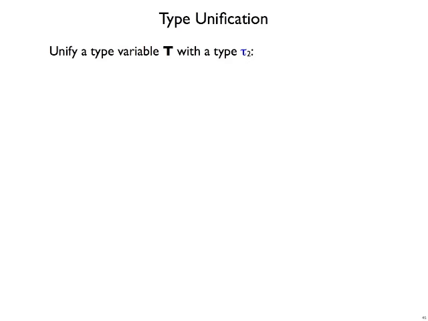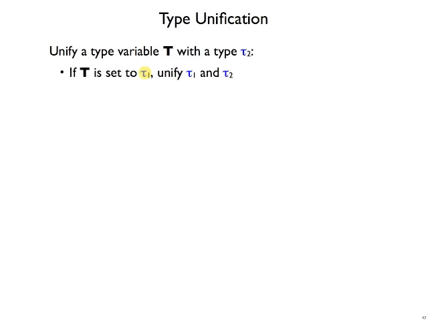The key to implementing a type inference engine instead of just a type checker is to replace type equality comparisons, checking whether two types are the same, with type unification. And in particular, the interesting case is when we unify a type variable t with some other type, tau2. If t is already set to some other type, tau1, then we can just recur. We can unify tau1 and tau2.